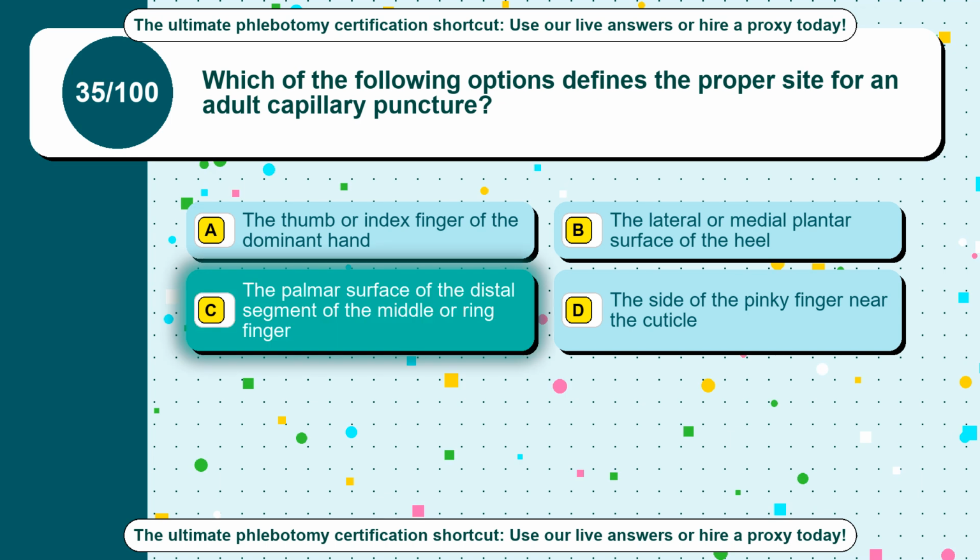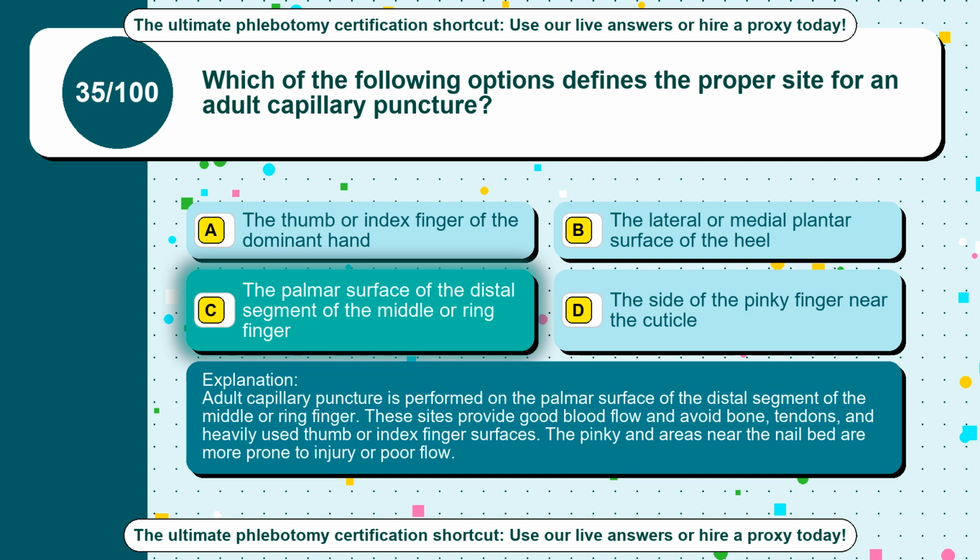The palmar surface of the distal segment of the middle or ring finger. Adult capillary puncture is performed on the palmar surface of the distal segment of the middle or ring finger. These sites provide good blood flow and avoid bone, tendons, and heavily used thumb or index finger surfaces. The pinky and areas near the nail bed are more prone to injury or poor flow.